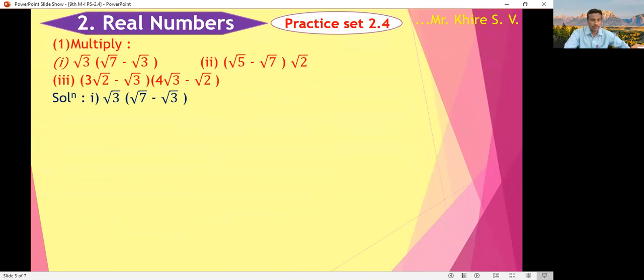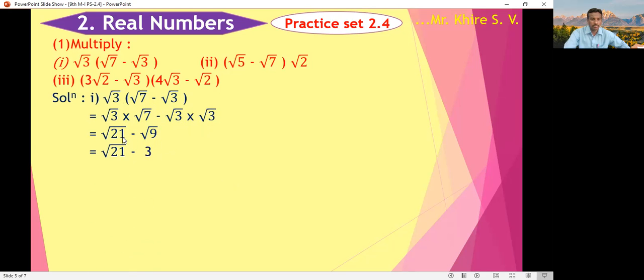Solution for the first example: root 3 into root 7 minus root 3. You have to multiply root 3 with each and every term in the bracket. Root 3 into root 7 minus root 3 into root 3. Root 3 into root 7 means 3 sevens are 21, so under root 21, and root 3 into root 3 is 9, under root 9.